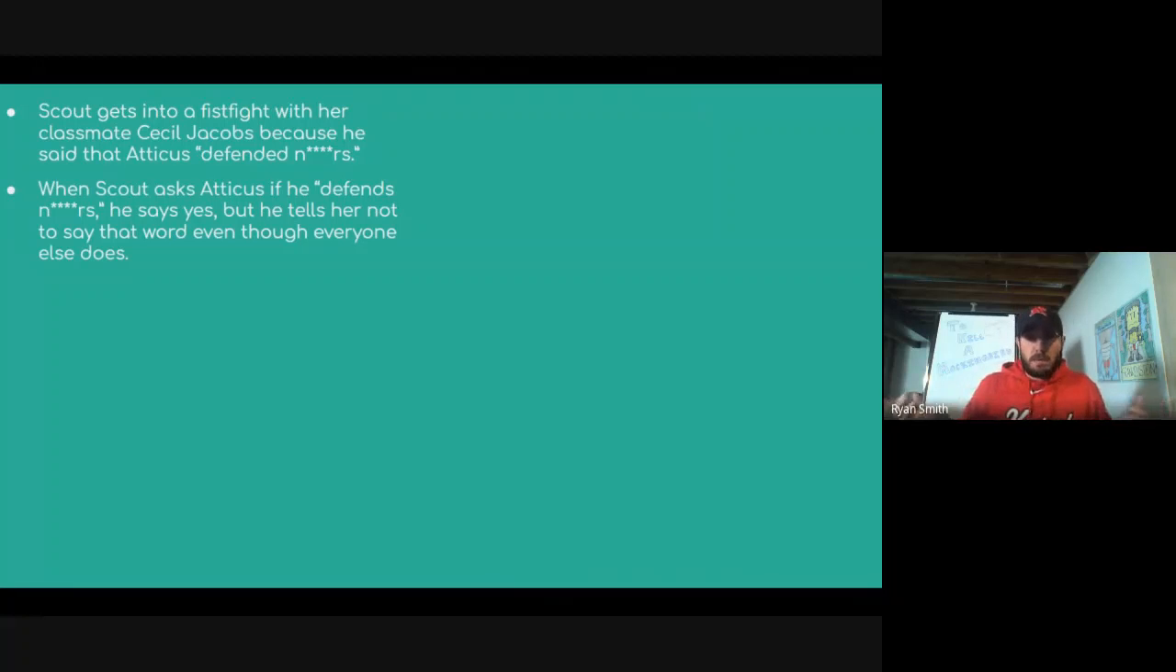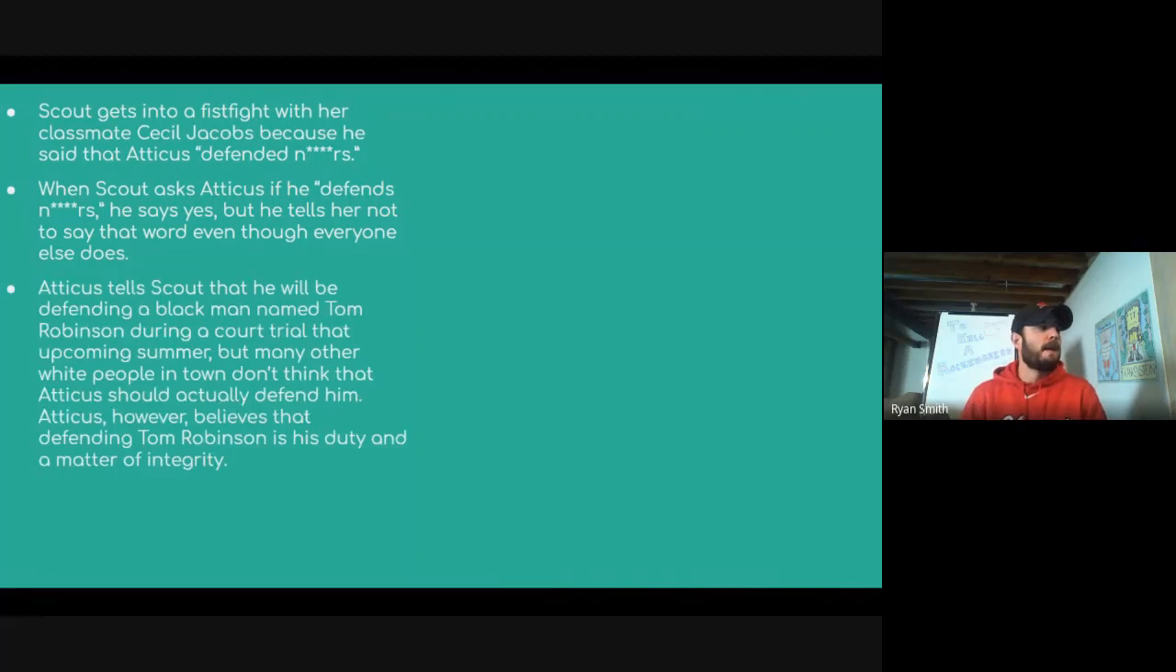So Scout, like she usually does, goes home and asks Atticus if he defends, again, she says the N-word, if he defends black people. He says yes, but he tells her not to use that word. He says it's common. He says it's a low word, an ignorant word, and he doesn't like to use that. So he said, we don't speak like that, so you don't repeat that word.